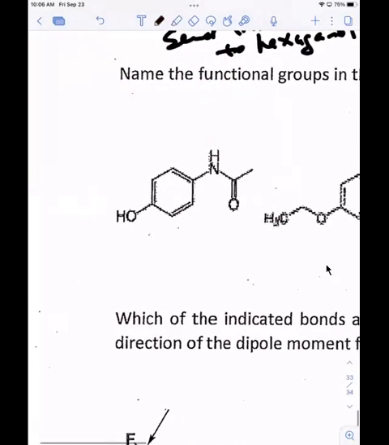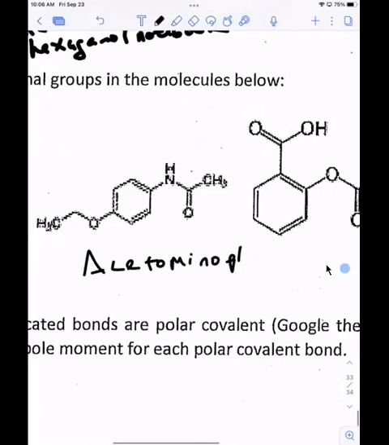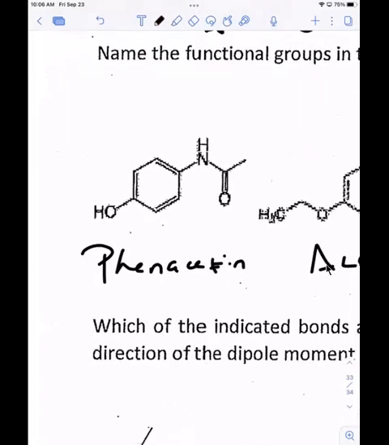This is phenacetin. It's the precursor to this, which is acetaminophen. Right? What are the major functional groups present here? Anybody? Aromatic. Aromatic. Okay, good. I'm with you. What else? And alcohol. Good. Got an alcohol right here.